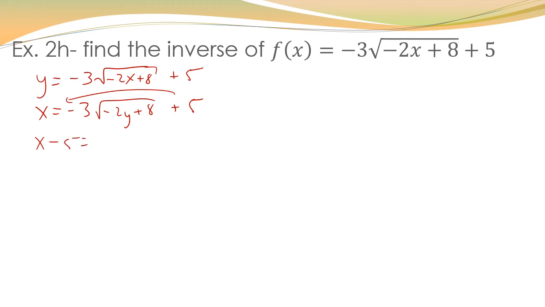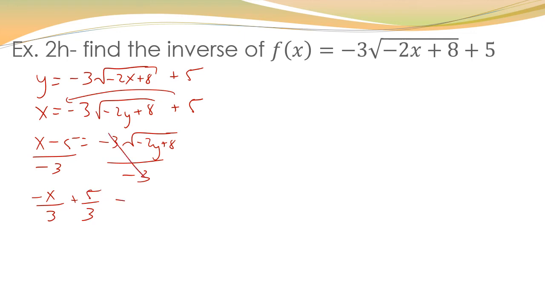X minus 5 equals -3 times the root of -2y plus 8. Then divide everything by -3. So this is going to become, now it's kind of bad, it's bad math notation to have the negative in the denominator. So this is going to become -x over 3 plus 5 over 3, if that's how you want to write it. Those are gone.